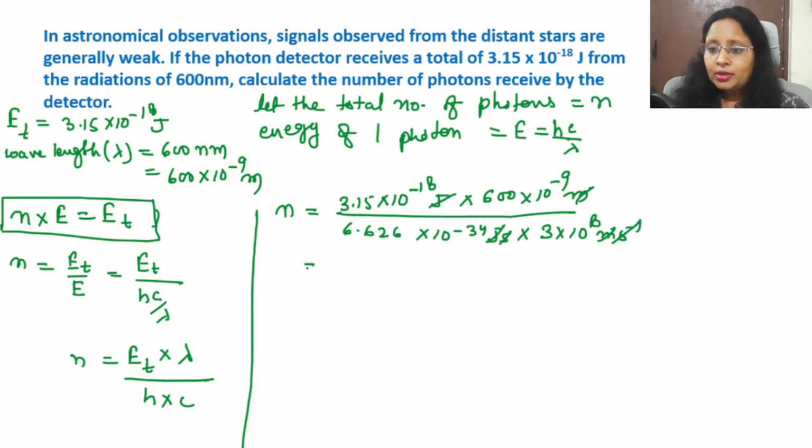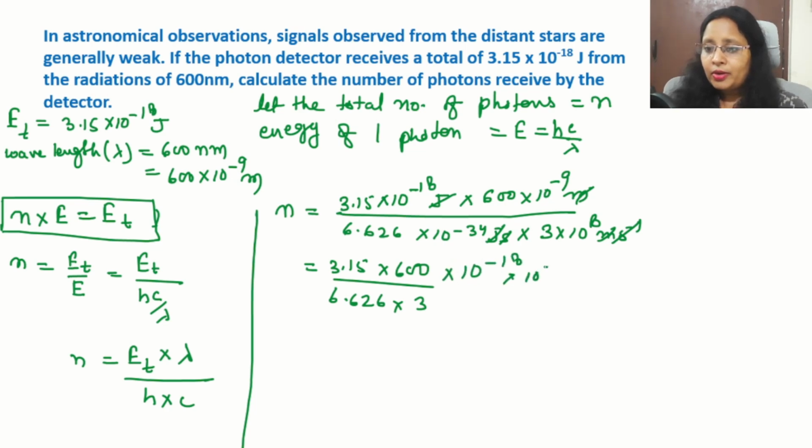Now collect all the numerical values: 3.15 into 600 divided by 6.626 into 3. Now multiplied by 10^-18 into 10^-9 into 10^-8 into 10^34. The 8 from the denominator goes up and becomes minus 8, and the minus 34 goes up and becomes plus 34. Now we can easily cancel 3, and 600 becomes 200.